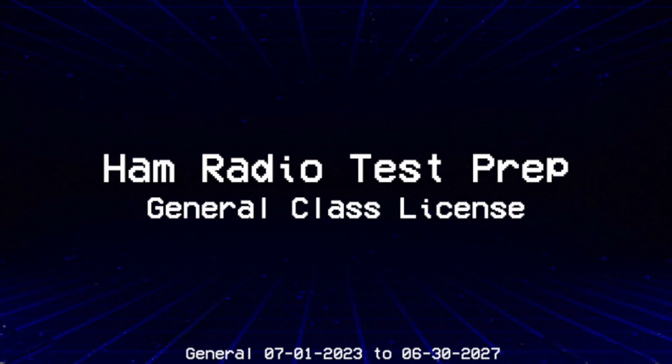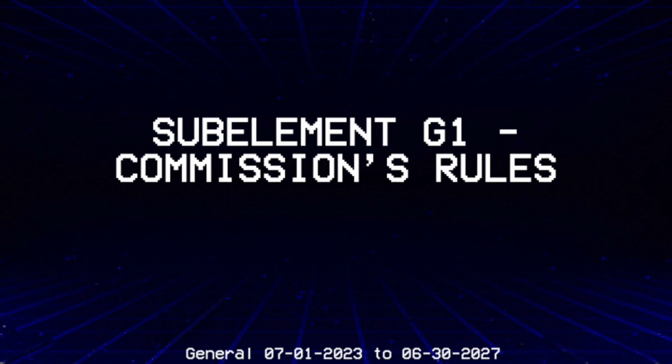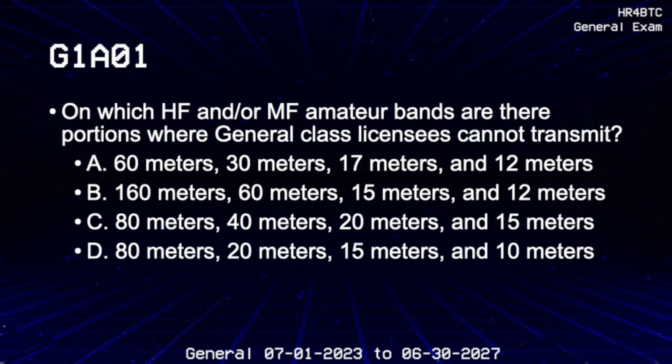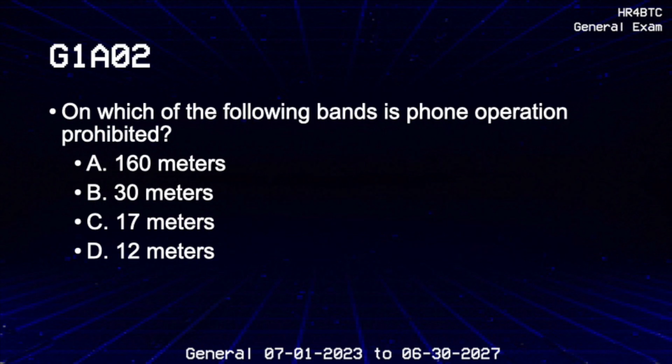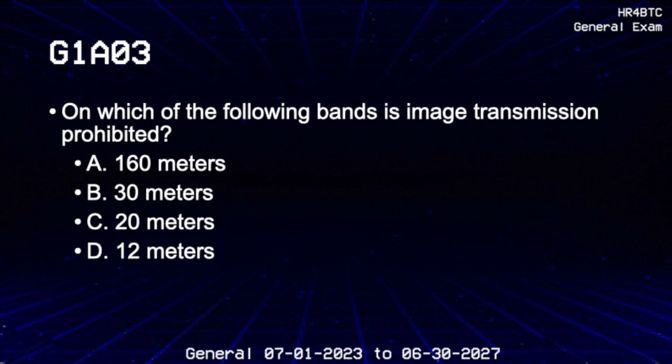Welcome to the ham radio test prep for the General Class License, Subelement G1, Commission's rules. On which HF and/or MF amateur bands are there portions where General Class licensees cannot transmit? 80 meters, 40 meters, 20 meters, and 15 meters. On which of the following bands is phone operation prohibited? 30 meters. On which of the following bands is image transmission prohibited?